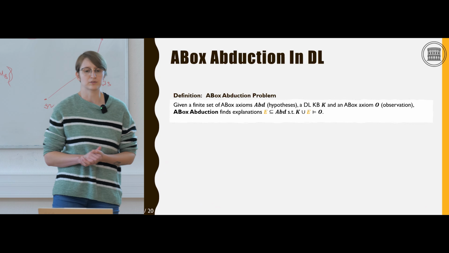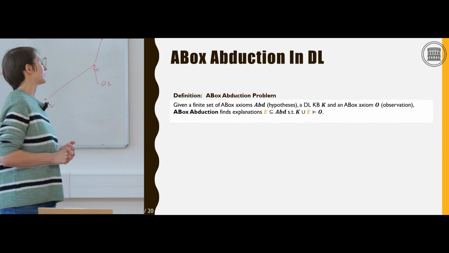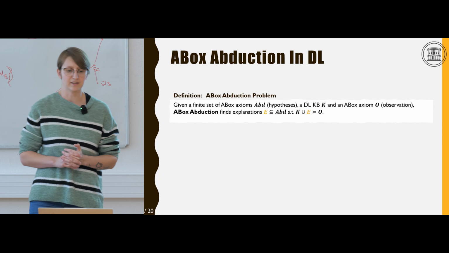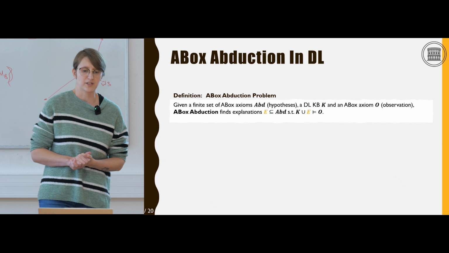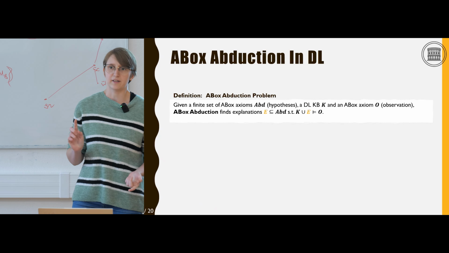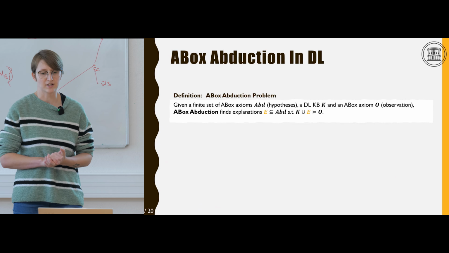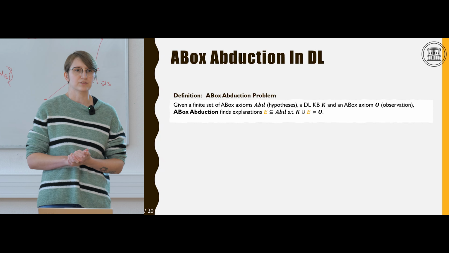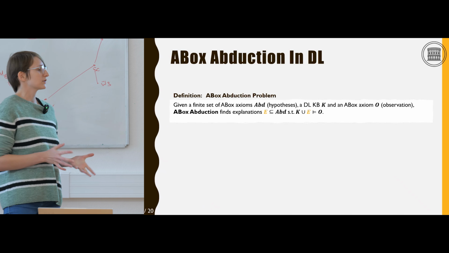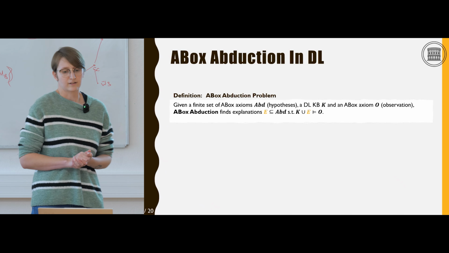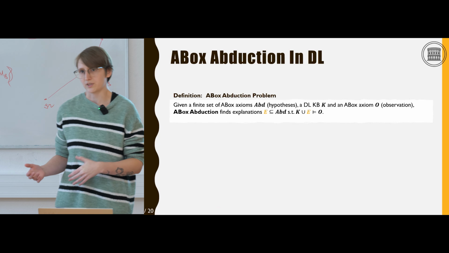Now that we have introduced description logic, we can finally introduce a formal definition for A-box abduction in DL. So given abducibles, which is some kind of set of A-box axioms, a DL knowledge base K, and an observation, which is also an A-box axiom, A-box abduction finds explanations E, which are subsets of abducibles, and they united with our DL knowledge base K entail the observation.